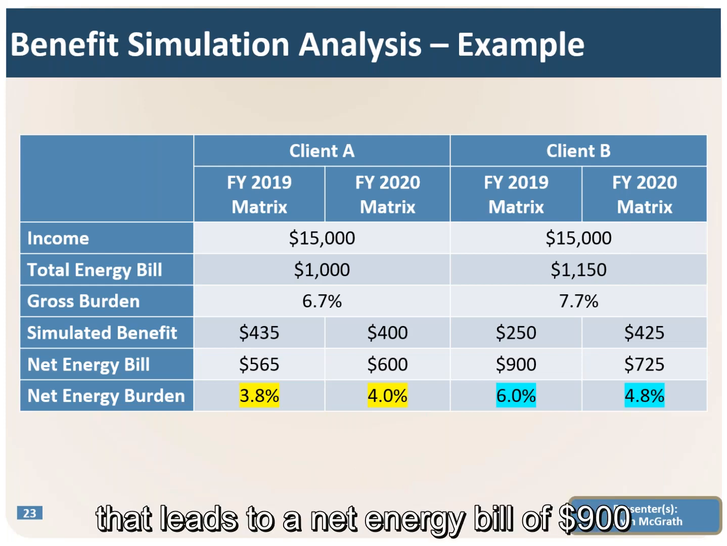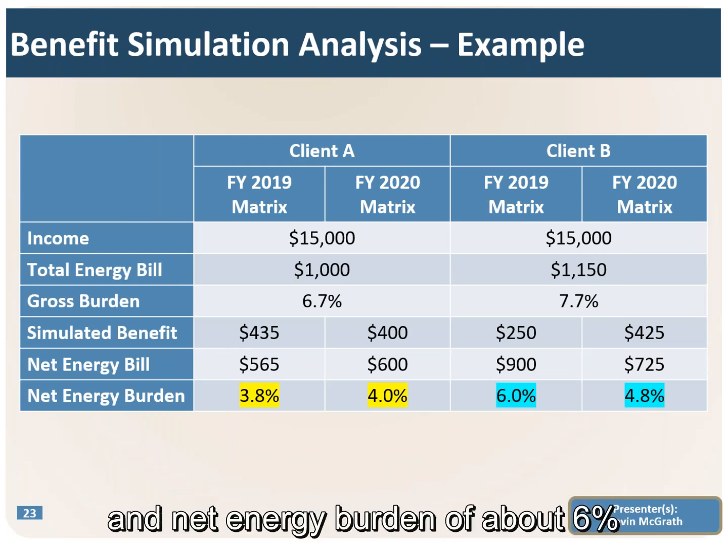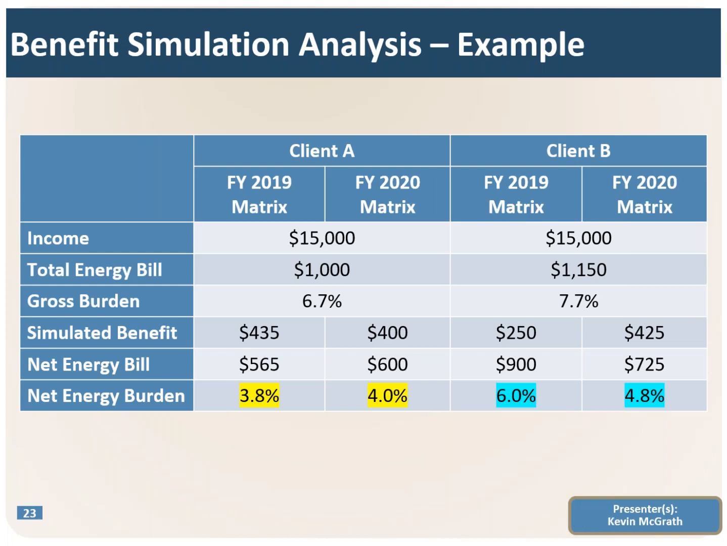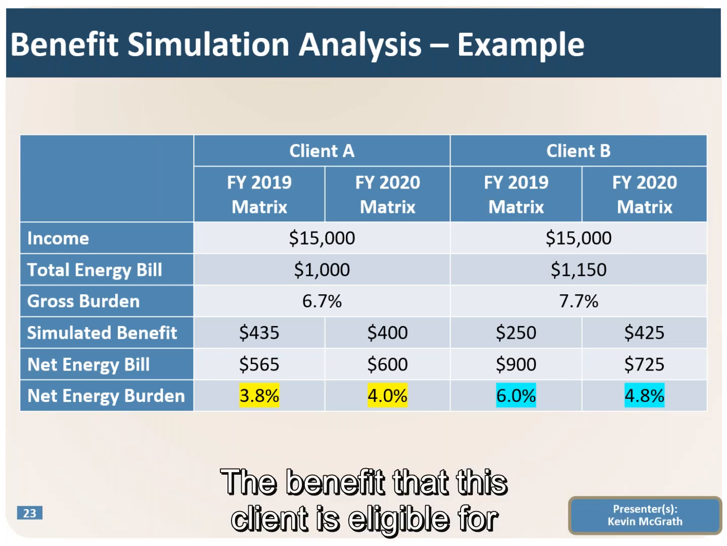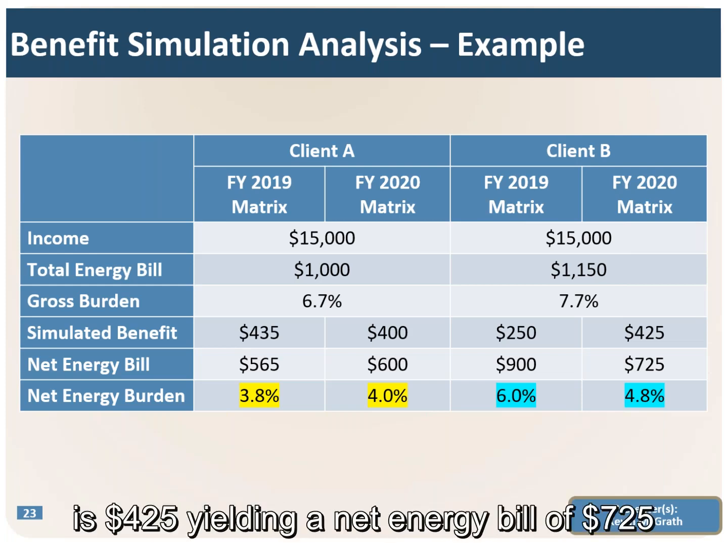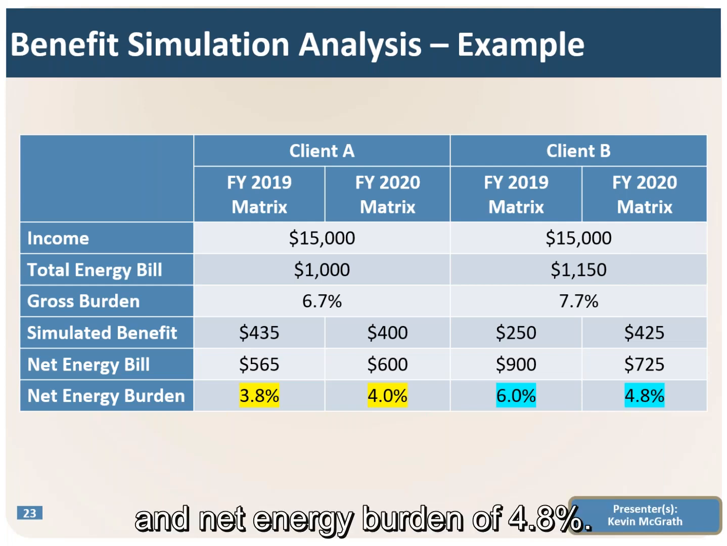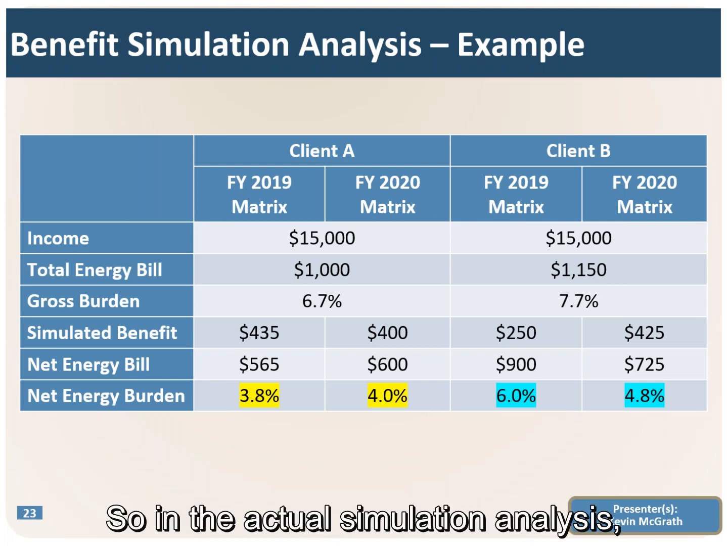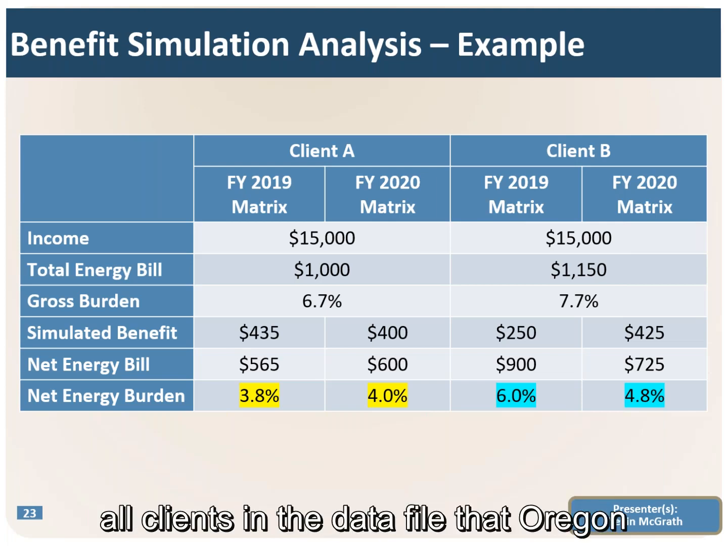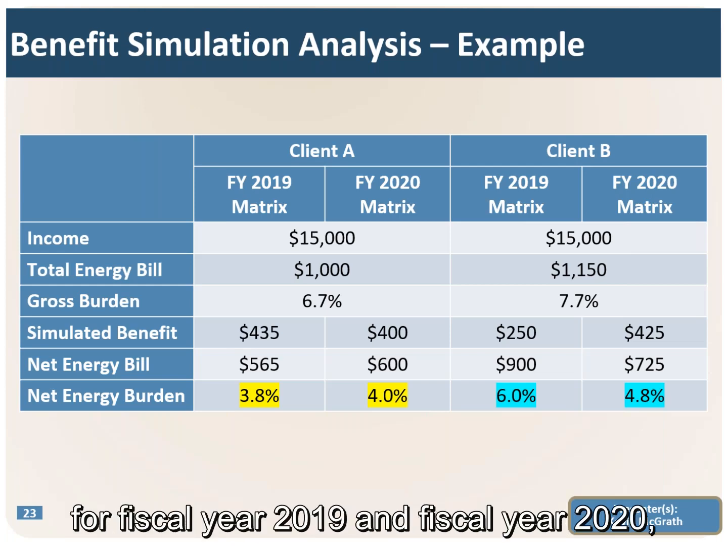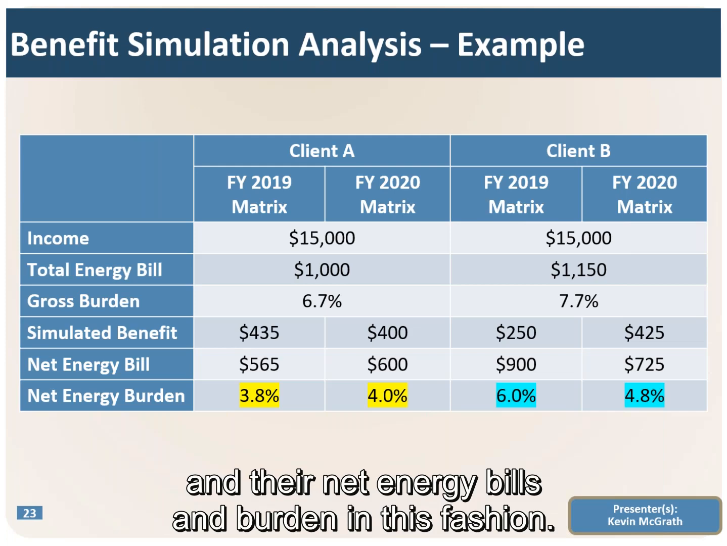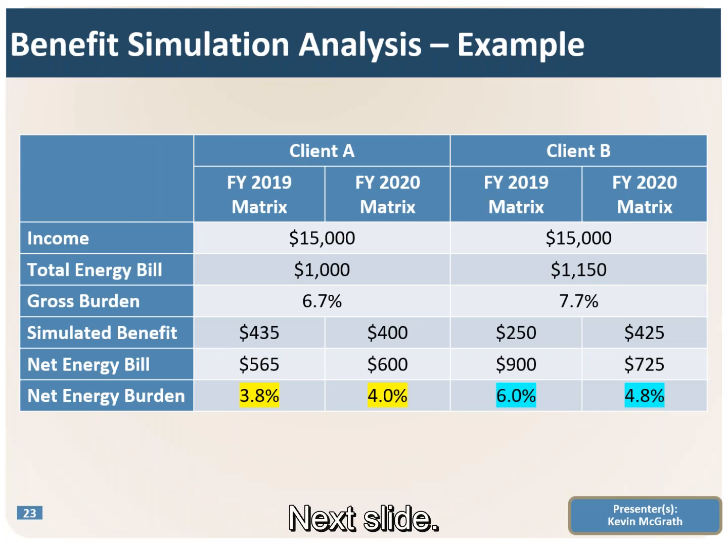For client B, the one who used natural gas, the simulated benefit in fiscal year 2019 is $250. That leads to a net energy bill of $900 and net energy burden of about 6%. Under the fiscal year 2020 benefit matrix, the benefit that this client is eligible for is $425, yielding a net energy bill of $725 and net energy burden of 4.8%. So in the actual simulation analysis, all clients in the data file that Oregon had collected for the program year were assigned their simulated benefits for fiscal year 2019 and fiscal year 2020 and their net energy bills and burden in this fashion. Next slide.